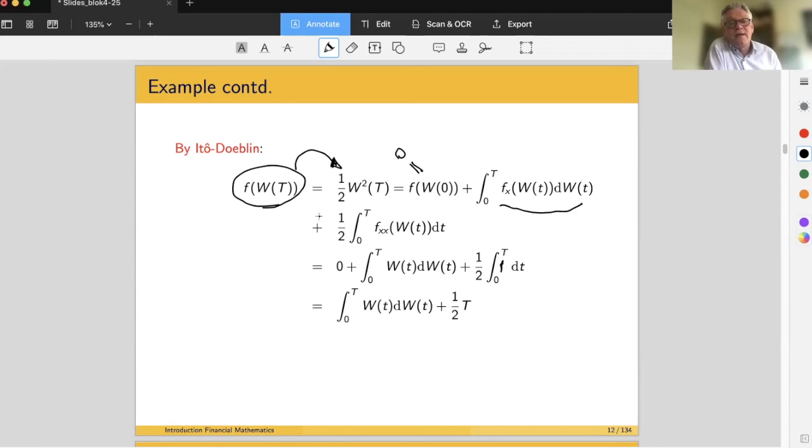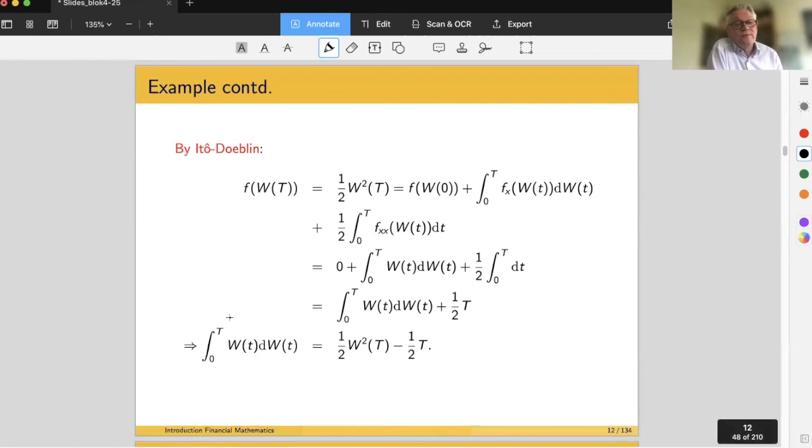Now connecting the left and right-hand side, this is the left-hand side, this is the right-hand side, and you see that this goes in the good direction for the approximation of this integral. This integral is in fact then 1/2 W_T squared minus 1/2 times capital T. And that was exactly the expression that we also found in the last lecture on the basis of the definition of the stochastic integral. So the integral from 0 to T, W_t dW_t is 1/2 W_T squared minus 1/2 T.